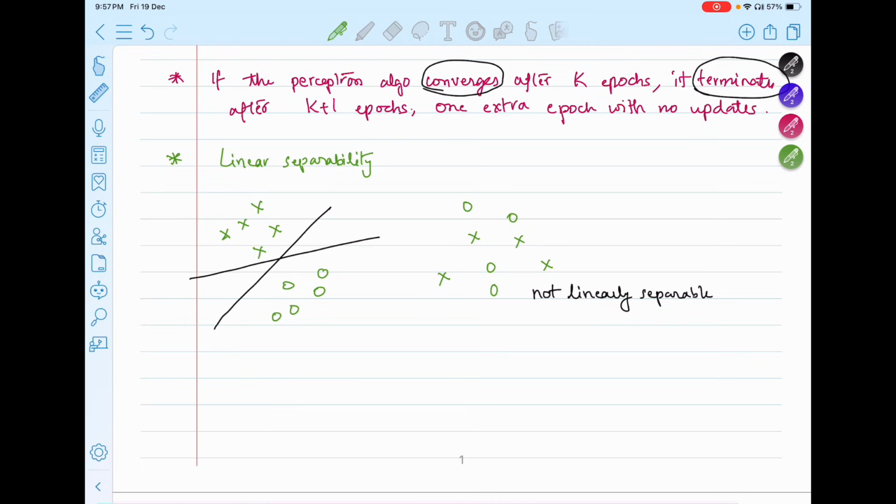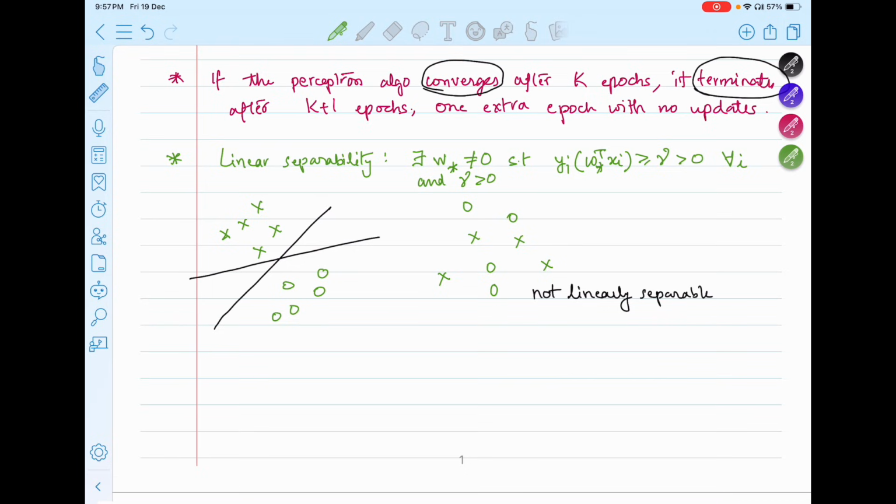The mathematical definition is that there exists some W star, which is non-zero, such that yi times W star transpose xi is bigger than or equal to gamma, which is strictly positive, for every i. In fact, I should say there exists W star non-zero and gamma strictly positive such that this holds.